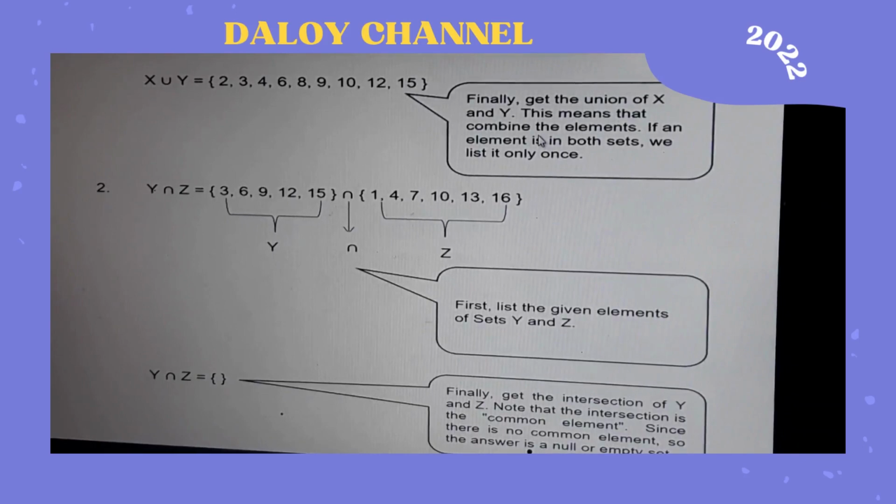Number 2, considering the intersection between Y and Z, where in Y we have 3, 6, 9, 12, 15, while in Z we have 1, 4, 7, 10, 13, 16. So at first, you have to list all the given elements in Y and Z.